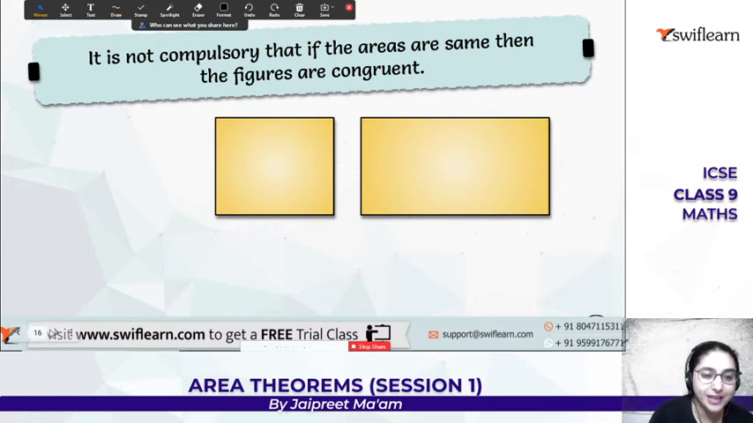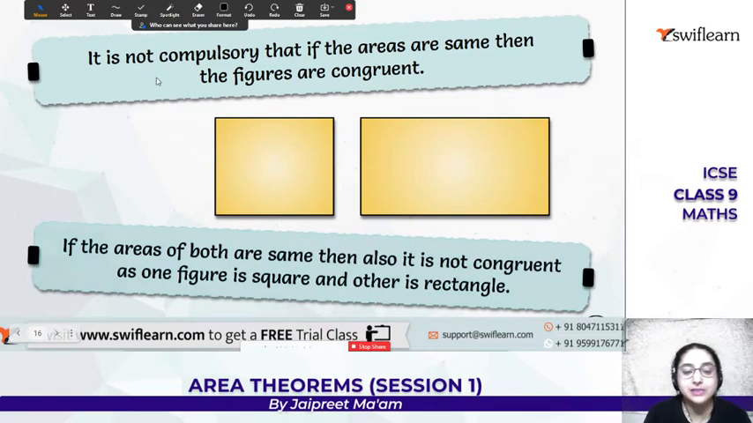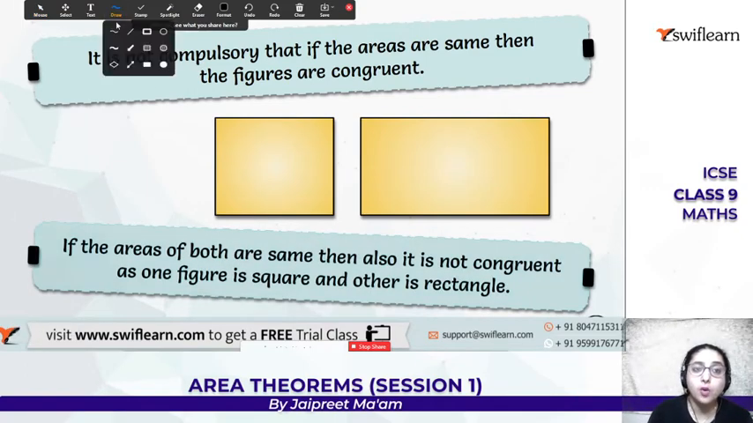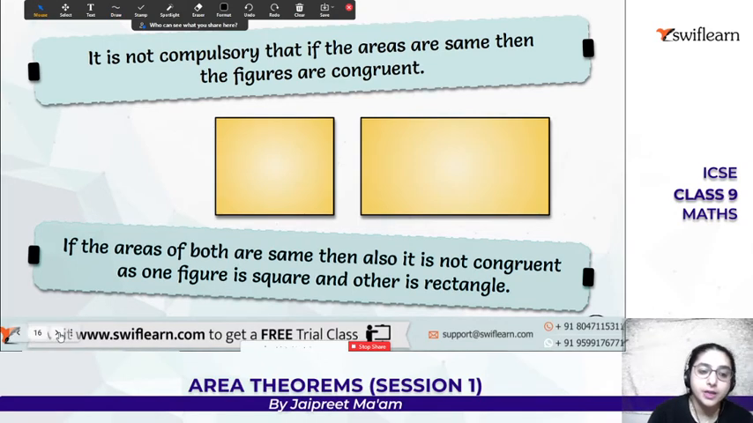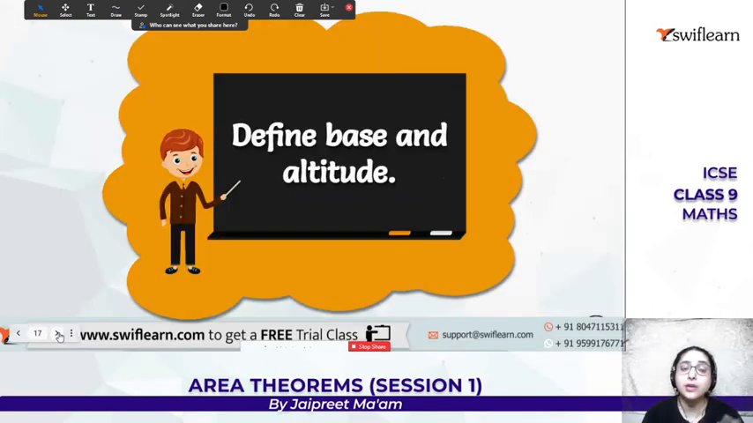Okay, let's move ahead. Let's see some more things. If the area of both is the same, then it is still not congruent, as one figure is a square and another is rectangular. Okay, now let's define.